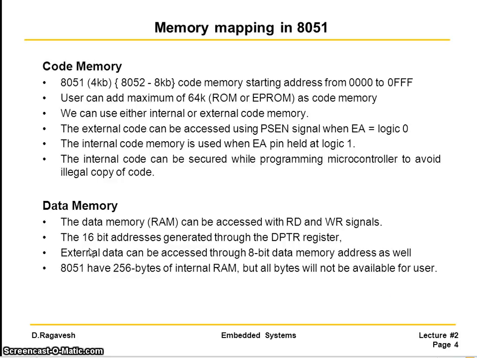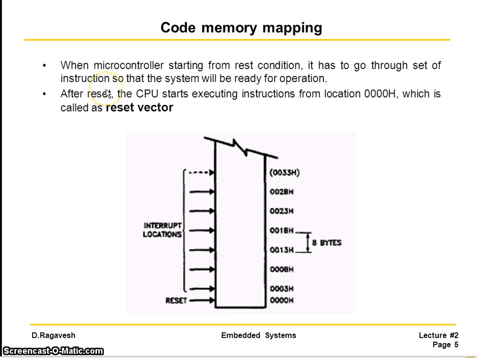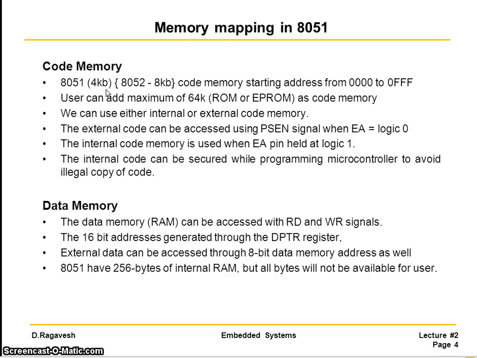So we have the information here. The code memory is 4 kilobytes, and the data memory is 256 bytes, and it includes both the SFR and the RAM, which is for the user. And we can go up to a maximum of 64 kilobytes. As I mentioned, we can use either internal or external memory. These are the information I discussed in an earlier slide.